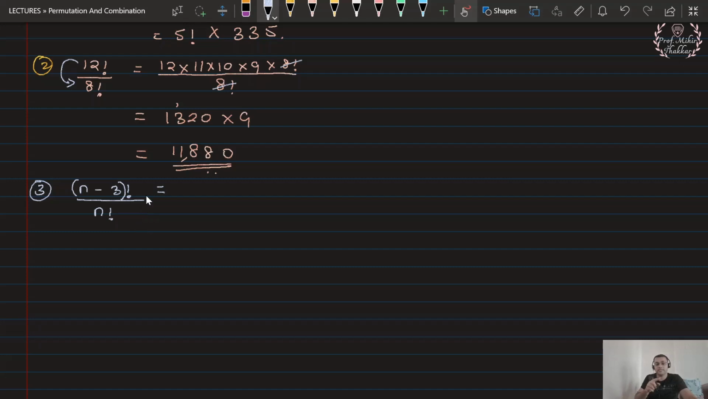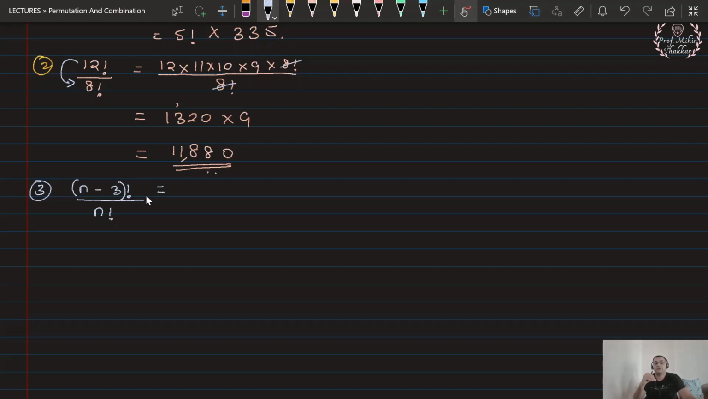Now looking at this, we have to decide which is a greater value and which is a smaller value. If I observe n and n minus 3, it directly comes to my mind that obviously n has to be greater than n minus 3. Say for example, if n is equal to 12, then 12 minus 3 will become 9. So 100% 12 is greater than 9.